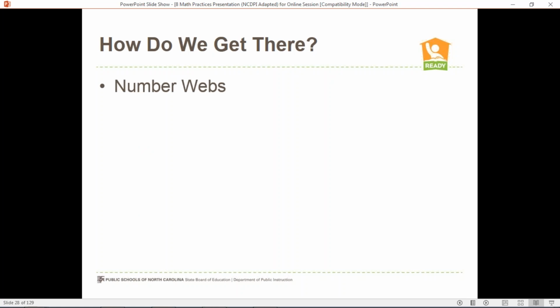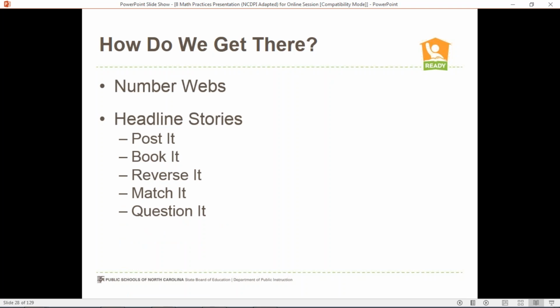So we might look at number webs. We might look at a strategy called headline stories, and some of those are to post it, to book it, to reverse it, to match it, to question it. We're going to look at some examples of those. And then some pinch cards.